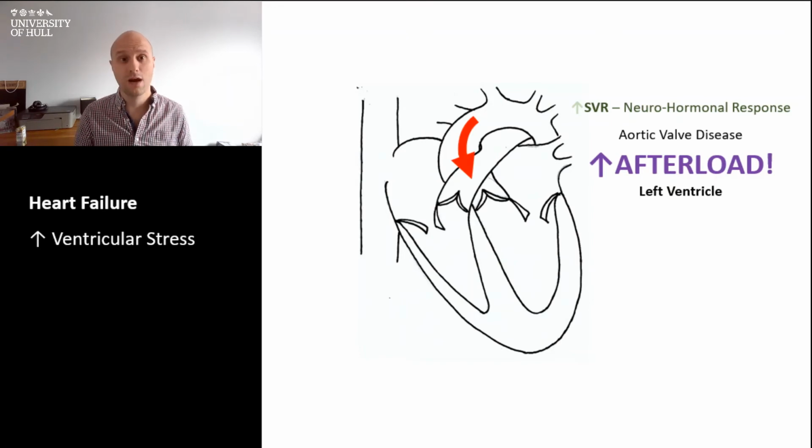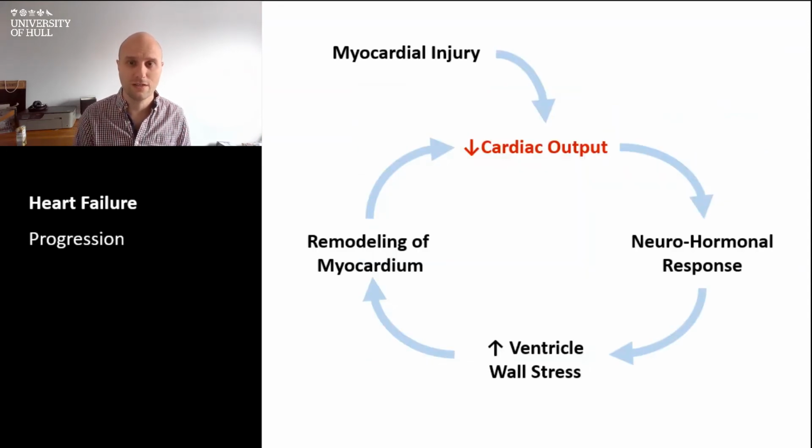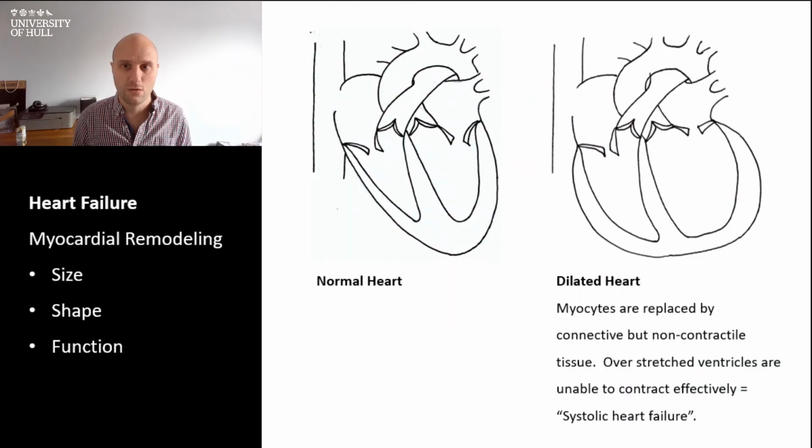And again, if we are increasing our smooth muscle tone in our blood vessels, we're increasing our afterload, or if we have a diseased aortic valve, which is very stiff, we're increasing our afterload, and this is again putting stress on the left ventricle. It's important to bear in mind that this can happen on the right side of the heart, but for the sake of this tutorial, we're focusing very much on the left ventricle. So here's our model again. You can see that it's a cycle. And as the heart becomes remodeled, we get a reduction in cardiac output and the stimulation of that neurohormonal response, and we go around in circles.